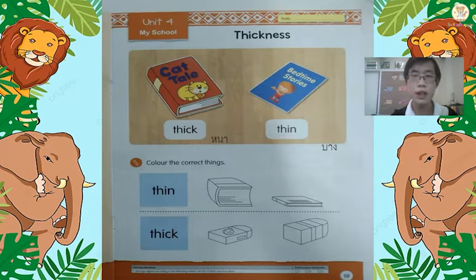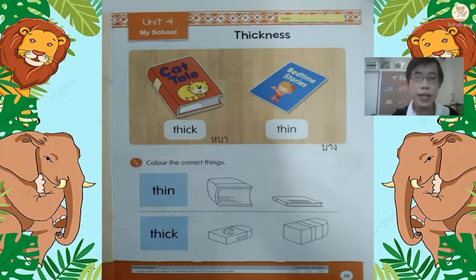I want all of you to take a look at this picture. You can see that there are two books, right? The left one is thick, while the right one is thin. So I believe that all of you may understand the difference between the words thick and thin.